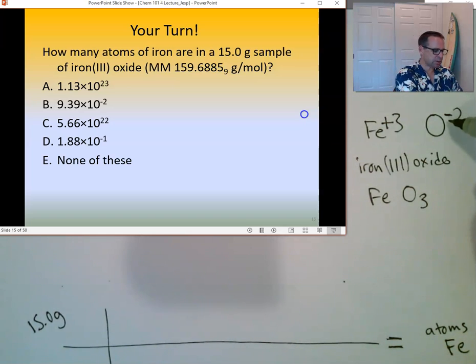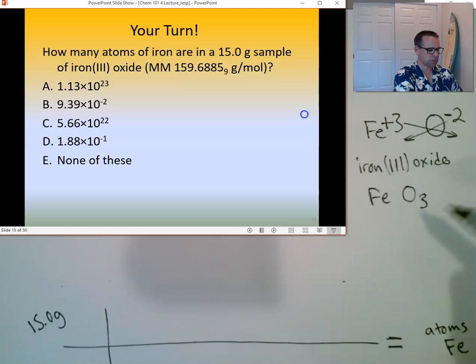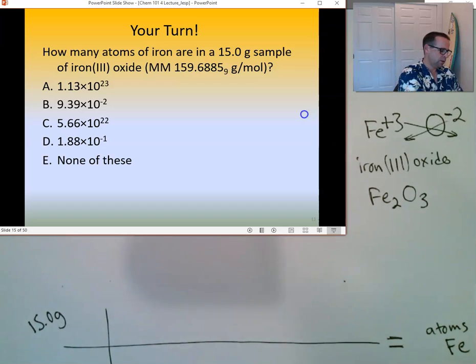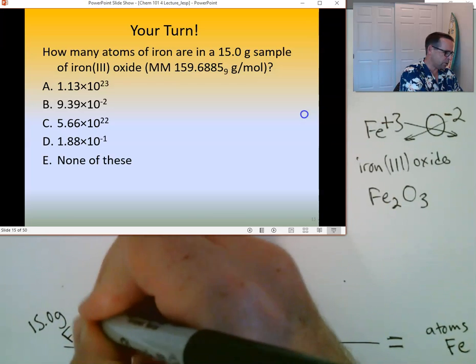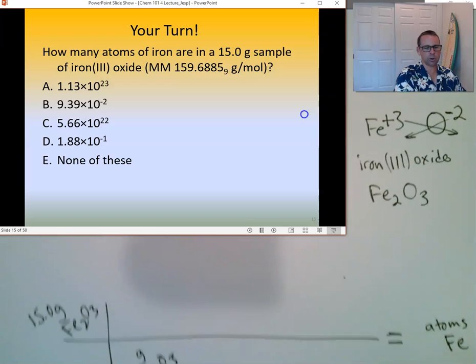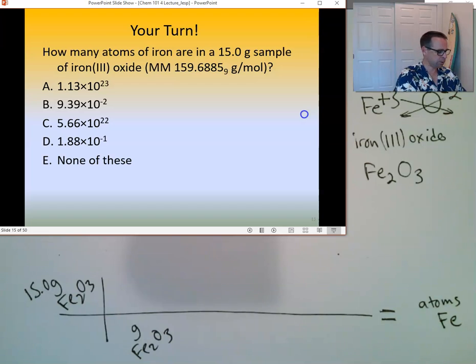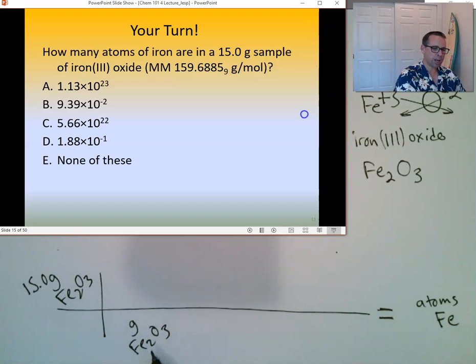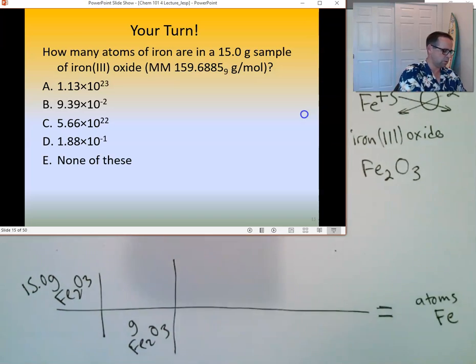Now that we have these numbers, we have to use that rule to know how many irons there's supposed to be for every oxygen, right? Critical to know, because if we didn't know what the chemical formula was, then we wouldn't be able to move forward. So we wrote grams of iron 3 oxide, Fe2O3, and we want to go to moles so that we can get moles of iron and convert that to atoms of iron.